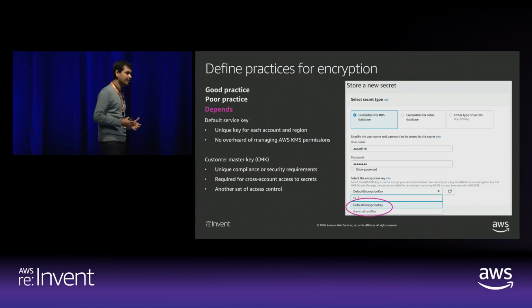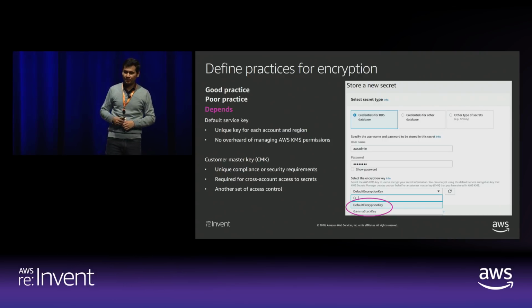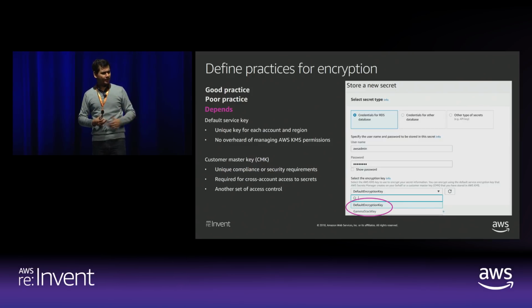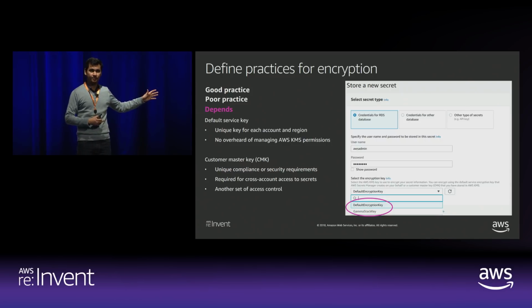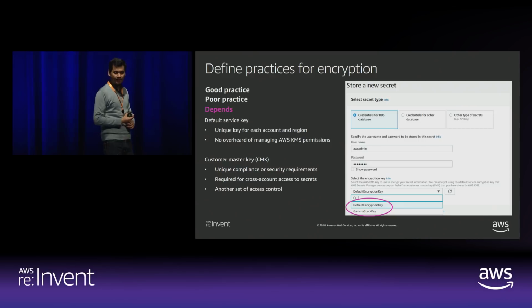Plus, Secrets Manager creates a unique encryption key for every account and for every region. So if you have secrets across accounts and across regions, they are all encrypted using their own encryption key. But you may have scenarios where you are required to use CMKs. You may have compliance needs that insist that you have CMKs. CMKs are also valuable for cross-account access. So if you have secrets that have to be retrieved across accounts, you have to use CMKs.